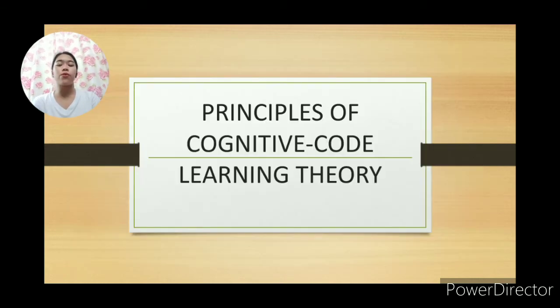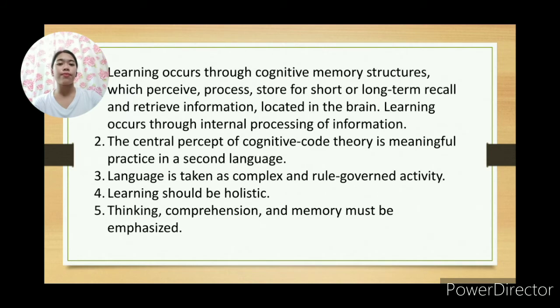Principles of cognitive code learning theory. Learning occurs through cognitive memory structures which perceive, process, store for short or long-term recall, and retrieve information located in the brain. Learning occurs through internal processing of information.